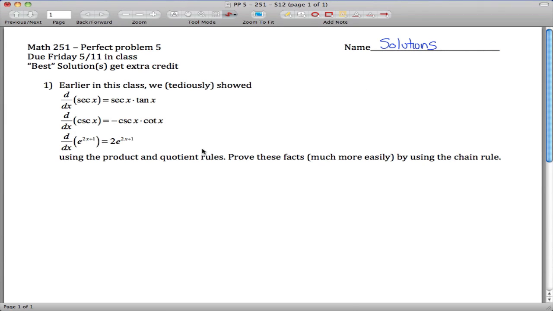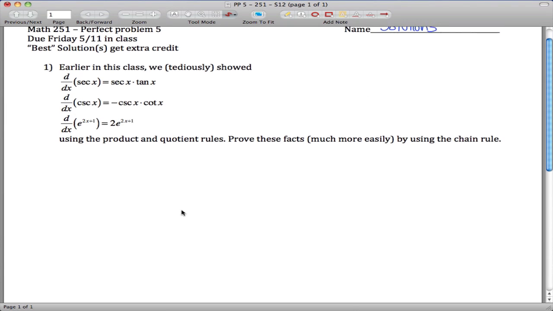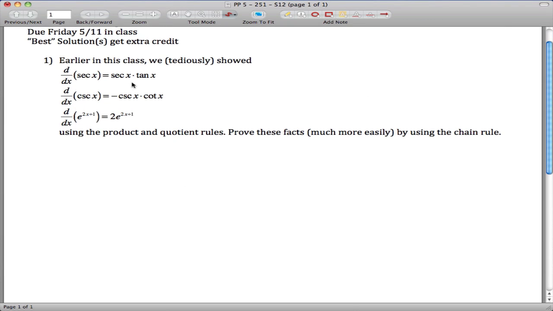All right, here are solutions to perfect problem 5. In this problem, basically what we're asked to do is find the derivatives of these three guys here using the chain rule. We've proved these in the past using other rules, the product and the quotient rules, and it was kind of a pain. Using the chain rule would be quite a bit easier.